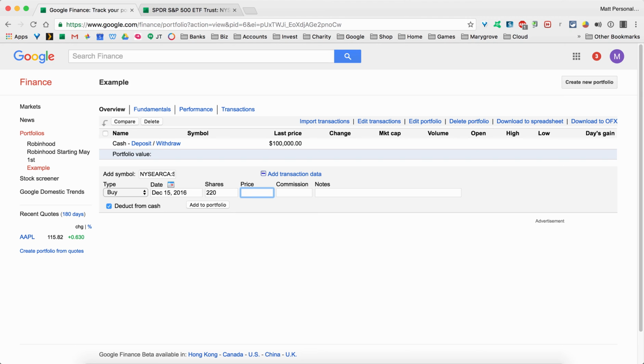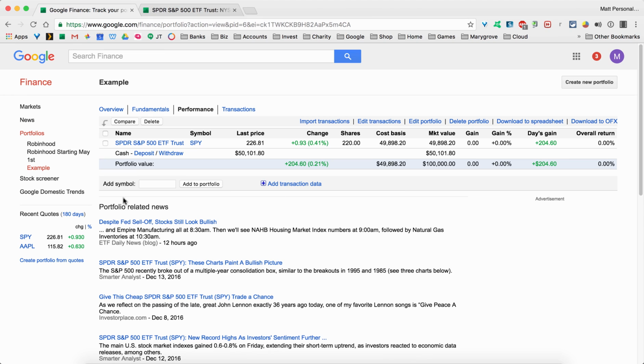My price is 226.81. Depending on whether or not you and the other person decide that you want to trade with a commission, you can add a commission to that, and then you can make any notes off to the side if you want, and then you can add that to your portfolio. Now, you'll notice that cost basis was deducted from my cash, and it shows me how much my overall return and my day's gains would be.